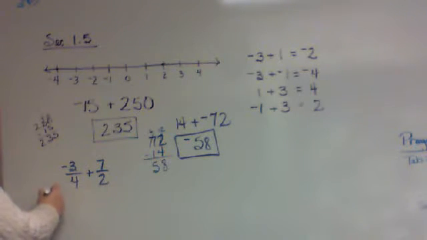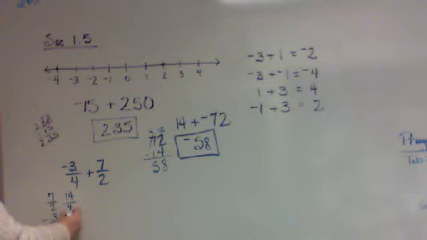So that would be 7 over 2 minus 3 over 4. Got to get that common denominator. So that makes it 14 over 4 minus 3 over 4, which gives us 11 over 4. Positive or negative? It's going to be positive because we said 7 over 2 was bigger.